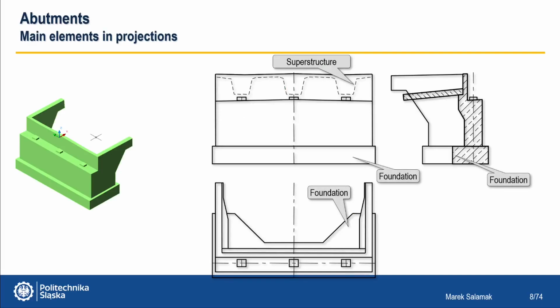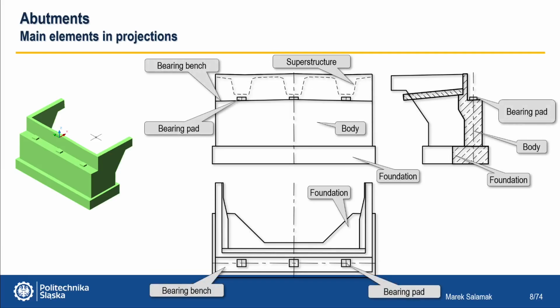Let's look at the same abutment, but in the three orthogonal views, with the sections. So we have at the very bottom the foundation, which may be a solid rectangular block or may have a C-shaped projection. This depends on the need to support the wings, which often protrude far beyond the body and may need extra support. The heaviest and largest body of the abutment rests on the foundation and is usually over a meter thick. The top of the body is a bearing bench with a few bearing pads.